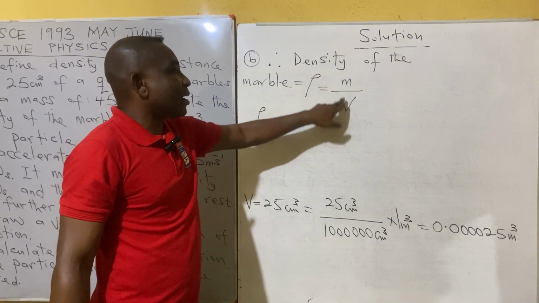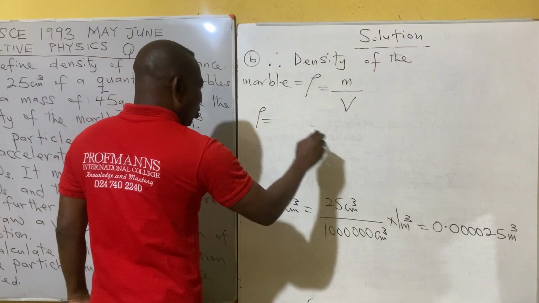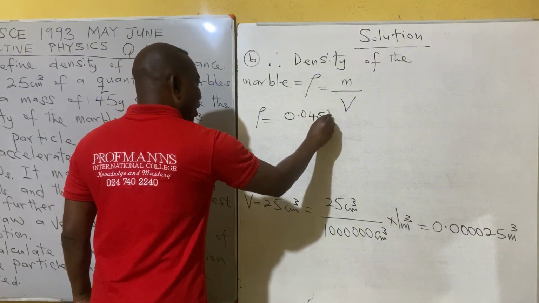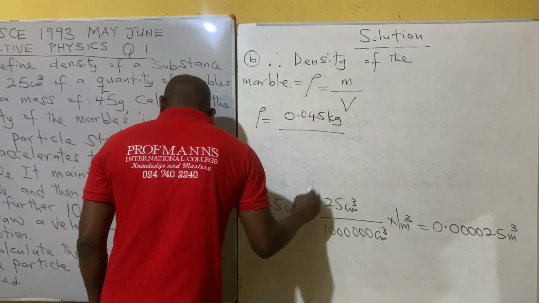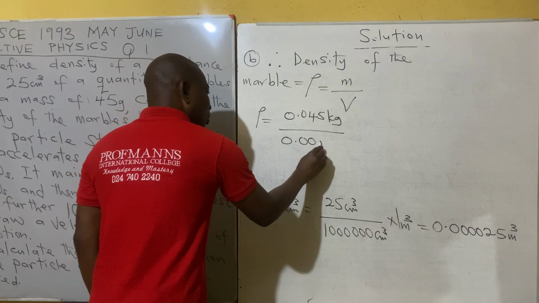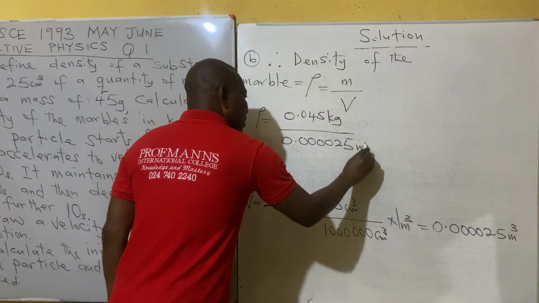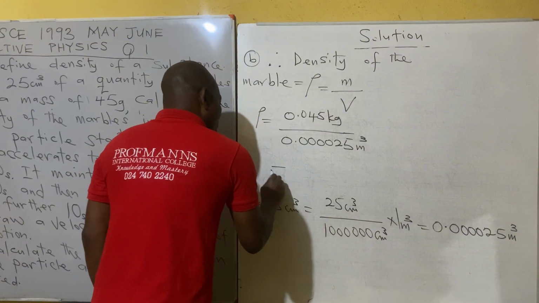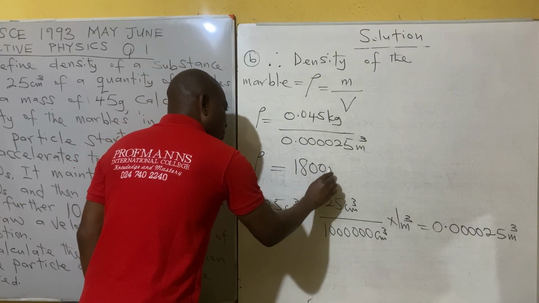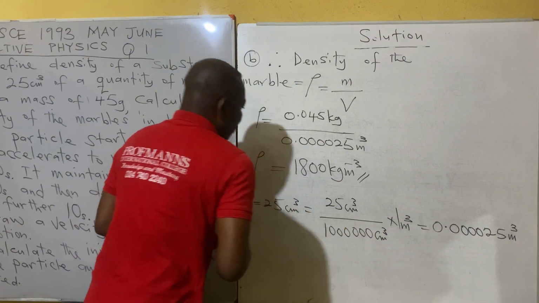Therefore, density of the marble is equal to M over V. The M we have already defined, V we have defined. So the mass, which is in kilograms, is now 0.045 kilograms over the volume, which is now in meter cube, 0.000025 meter cube. Now, when we divide, we are going to get 1800 kilogram per meter cube.